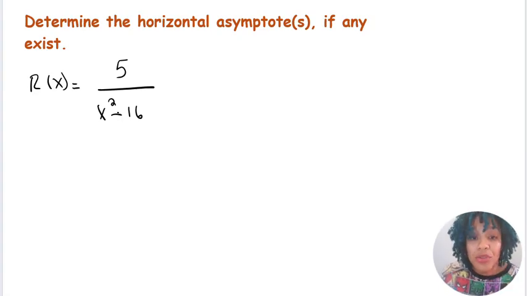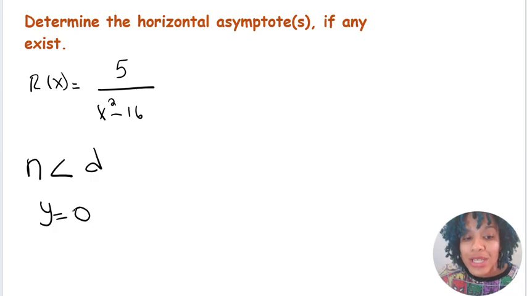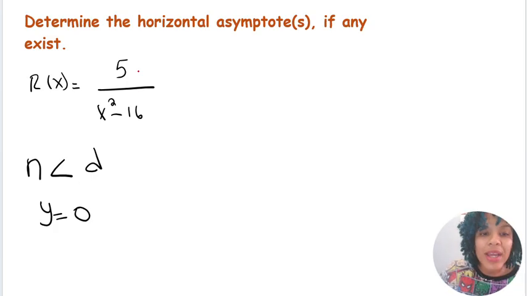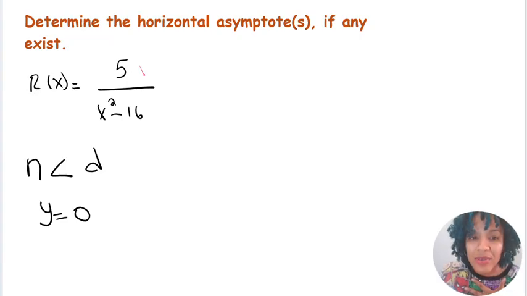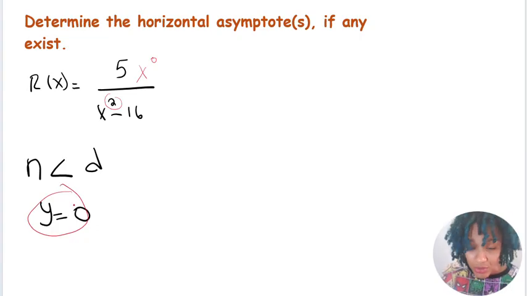For the horizontal asymptote, in this case, the degree of the numerator is less than the degree of the denominator. Therefore, we have a horizontal asymptote at y equals 0. Remember, right here I don't see it, but it's there. This is x to the 0. 0 definitely is less than 2 right here. So we have a horizontal asymptote at y equals 0. It's important that we know our 4 rules when it comes to horizontal or oblique asymptotes.